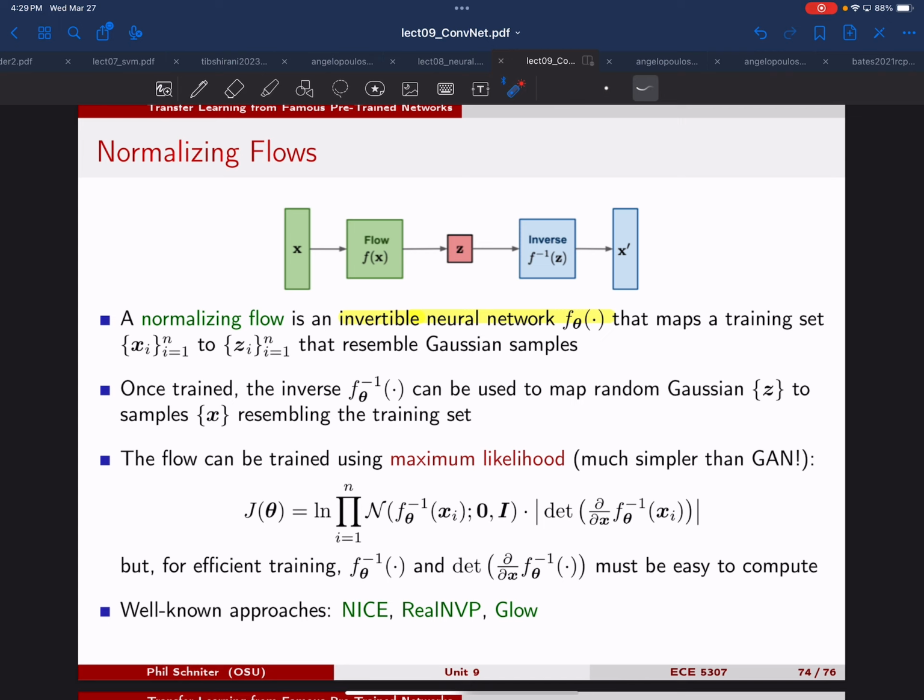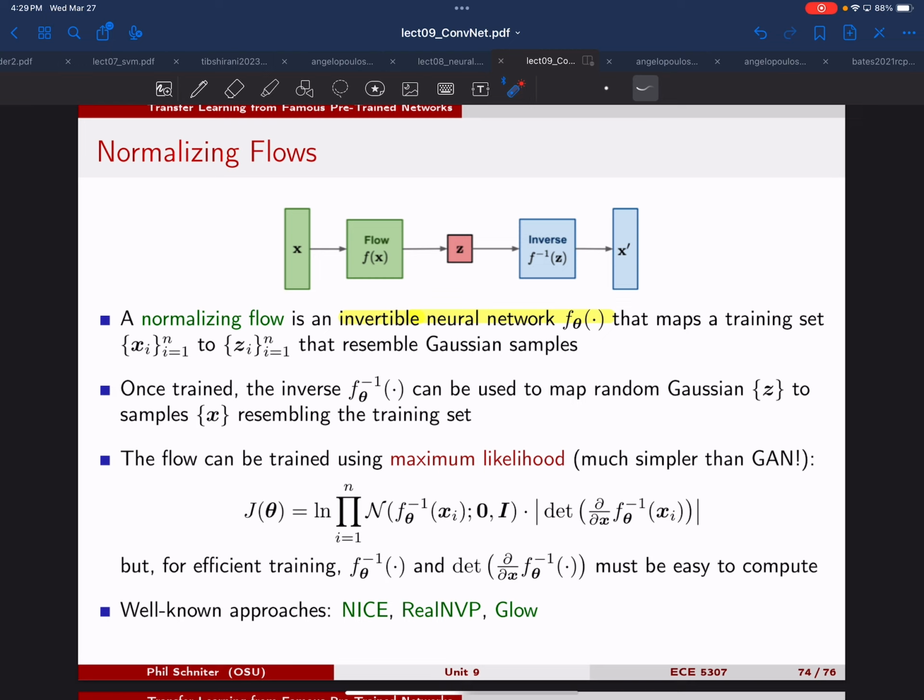You have a bunch of data. You train this part so that as you push real faces through this thing, you try to make the outputs as close to 0 mean unit variance Gaussian as possible. So that's what you do during training. You just work on this part. Try to map faces to Gaussians. So they're called normalizing because you're trying to make these normal random variables.